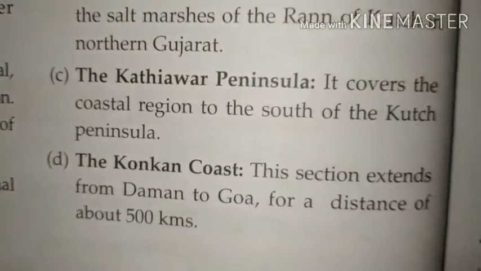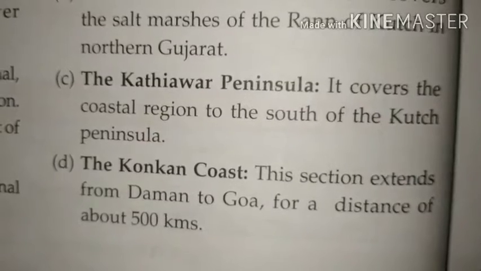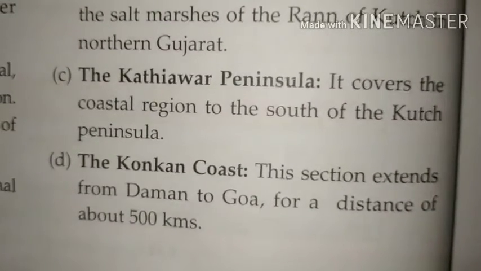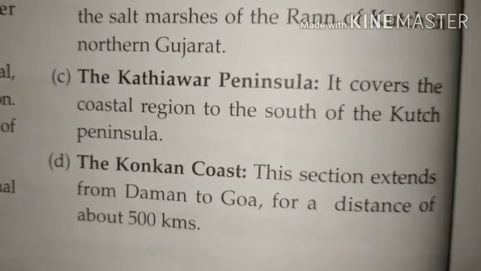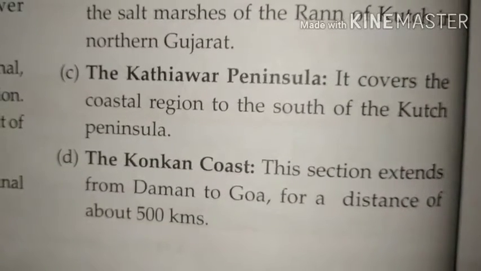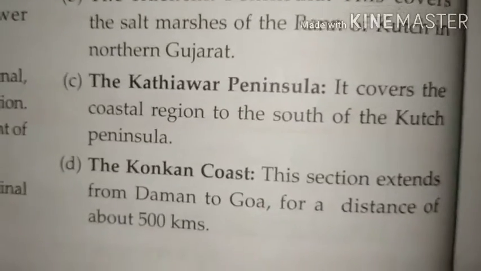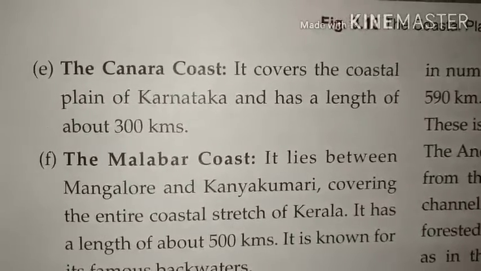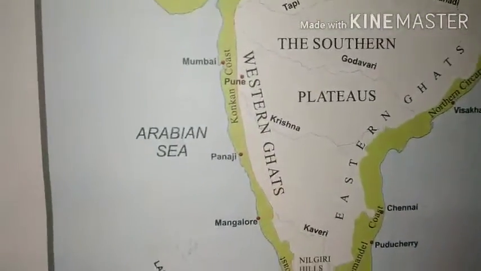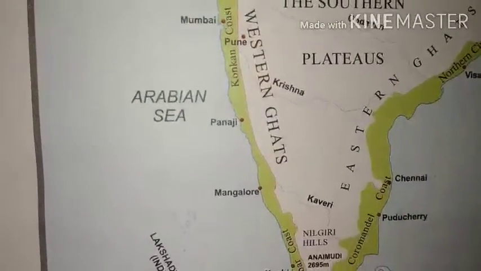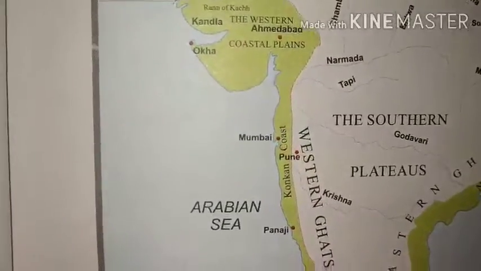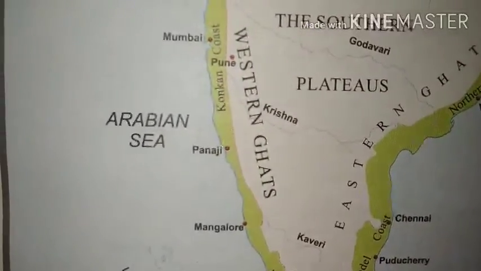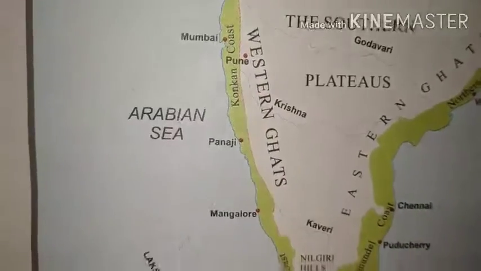The Kathiawar Peninsula covers the coastal region to the south of the Kutch Peninsula. And the Konkan Coast, this section extends from Daman to Goa and covers a distance of around 500 kilometers. The Canara Coast covers the coastal plain of Karnataka. So the coastal plains of Karnataka are called the Canara Coast, and it has a length of 300 kilometers.